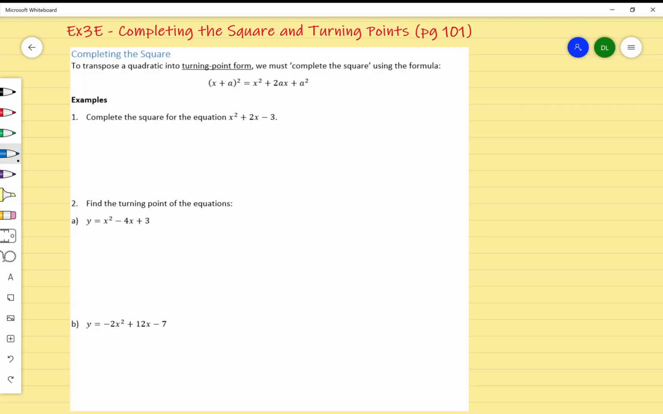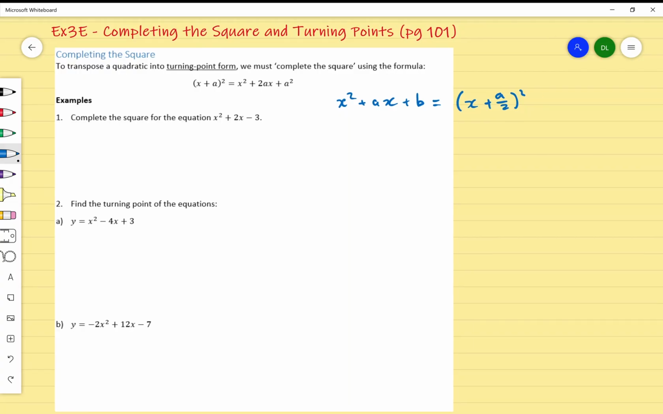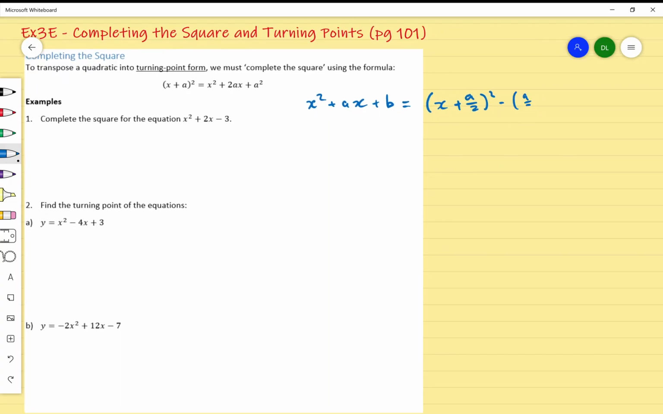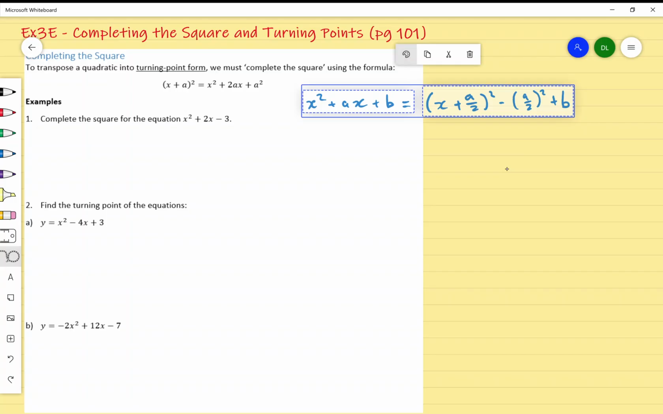Instead, I want you guys to write down this formula. If I've got x squared plus ax plus b, it equals x plus a over 2 all squared minus a over 2 all squared plus b. That's the formula we're going to be using. Okay? If you have a different method of doing it, you're more than welcome to use your own method. That is the one I use. So this is for completing the square.